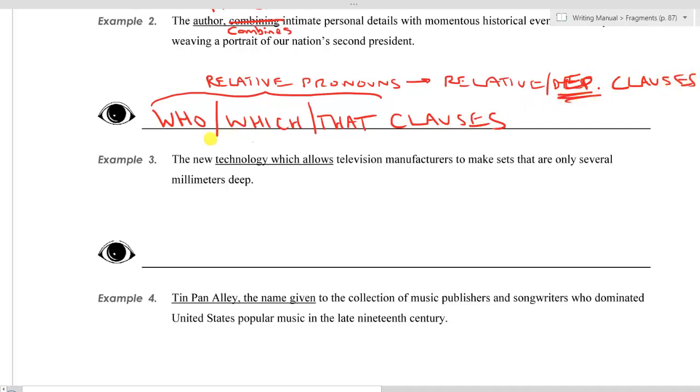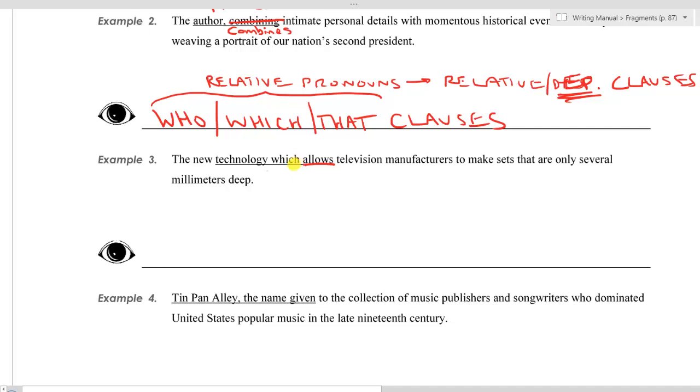So if you see a verb inside a who, which, that clause, like this allows, is, you need to know that that verb is part of a dependent clause. In other words, it cannot be your main verb because it's not part of an independent clause. So in example 3, if you want to go ahead and correct it on your own, press pause and then rejoin us.